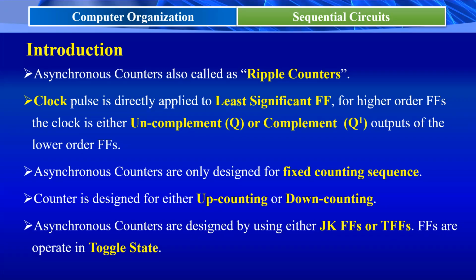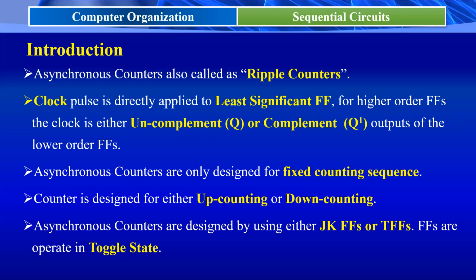That means in these asynchronous counters, we do not apply the clock pulse simultaneously to all the flip-flops present in the counter. Only from the clock source, the clock pulse is applied to the least significant flip-flop. For higher order flip-flops, we apply the clock pulse from the previous stage flip-flop. That is, the previous stage output, either Q or Q bar, acts as the clock pulse for the next immediate higher order flip-flop.